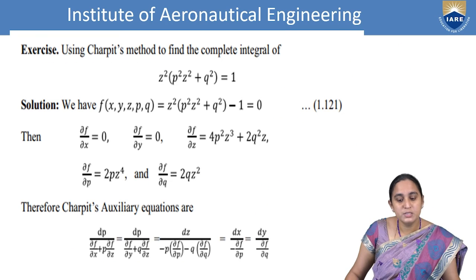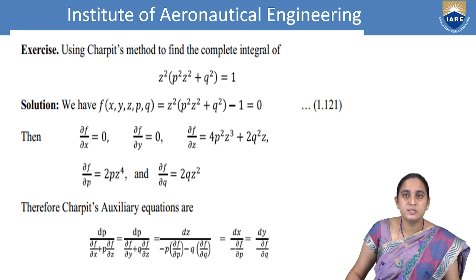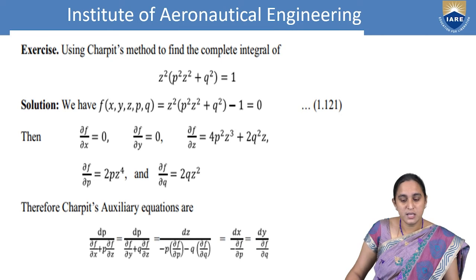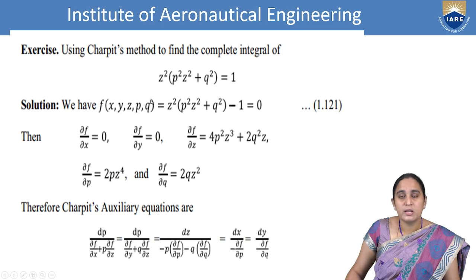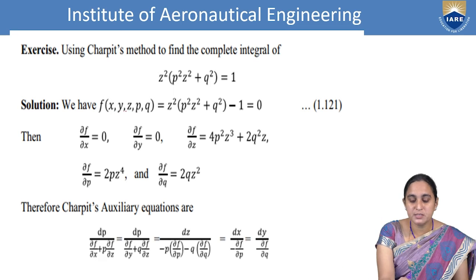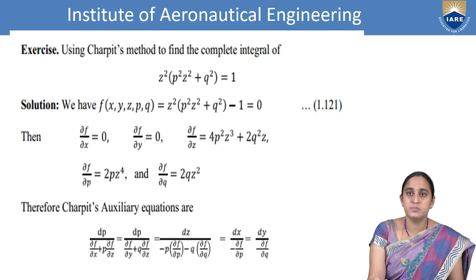That is, using Charpit's method to find the complete integral of z square into p square z square plus q square is equal to 1. Okay, same procedure as the previous question. Let us assume the question as f. That is, f of x, y, z, p, q is equal to what? z square of p square z square plus q square minus 1 is equal to 0.